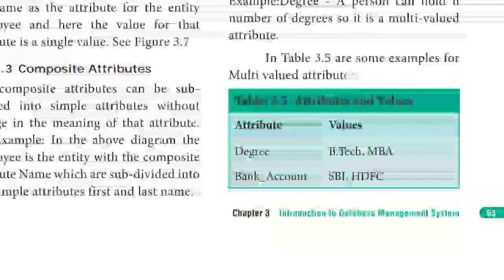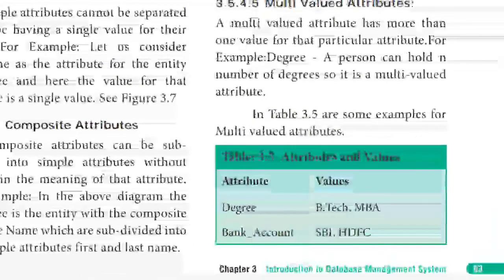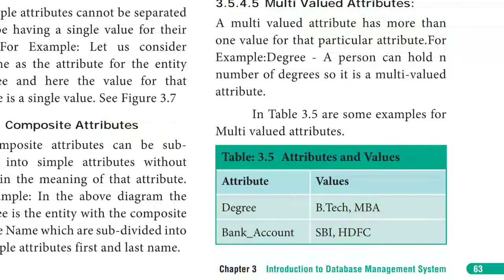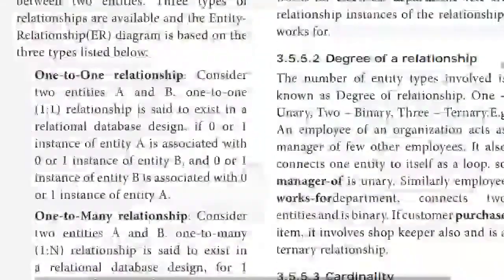So here in your book they have given degree. A student can have so many degrees. An undergraduate degree is available, and a postgraduate degree is available, and a part-time degree is available. So one can take any number of degrees. That's what is shown here.